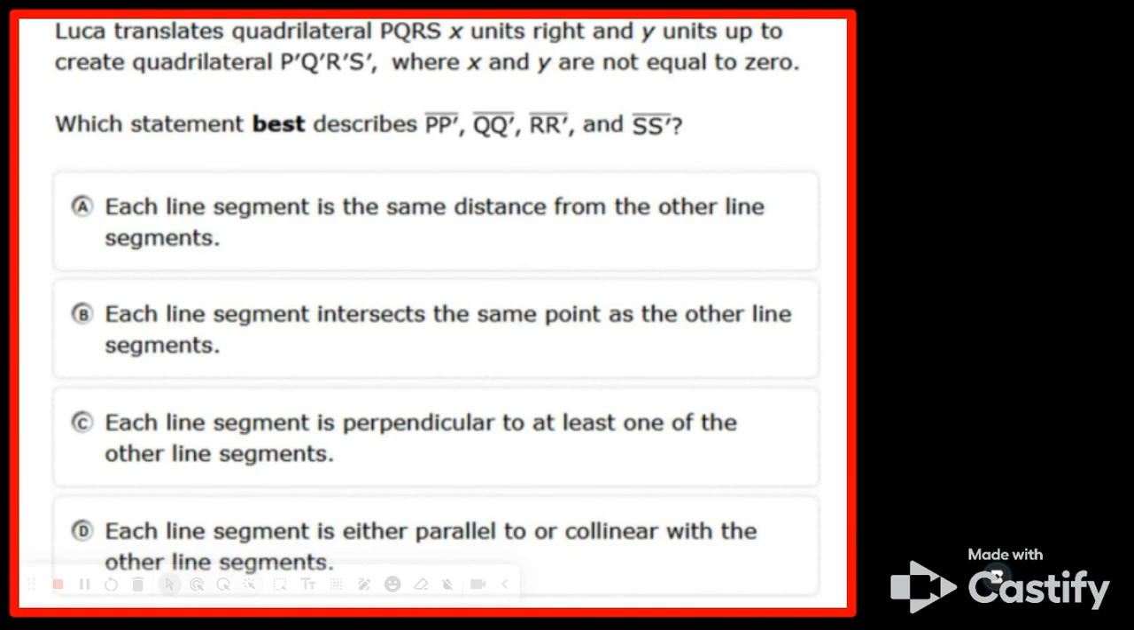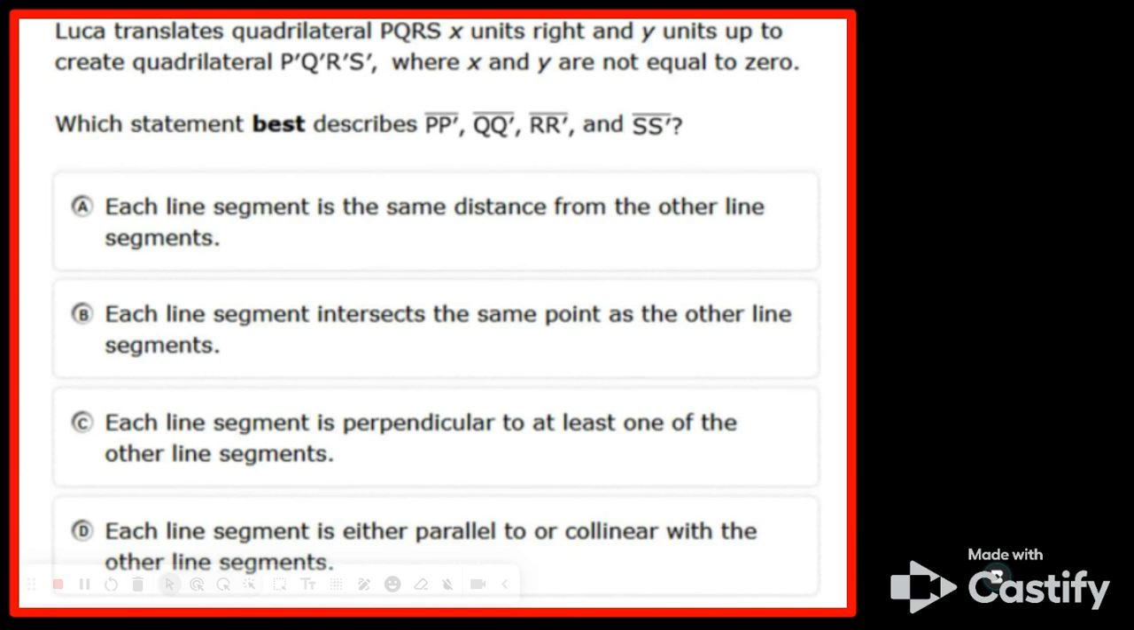We have another multiple choice question here. We have Luca. Luca translates quadrilateral PQRS, X units right and Y units up. So again, we're traveling this to the right and this many up. Okay, so think about that. If we're traveling this far to the right and this far up, what does this mean?